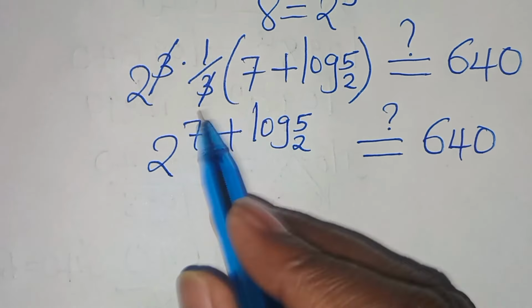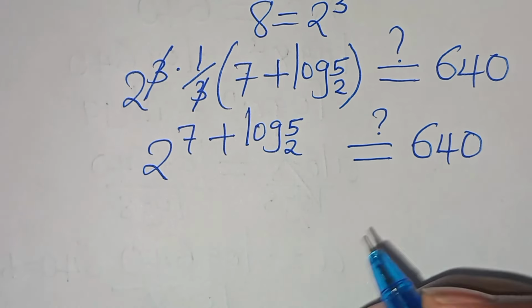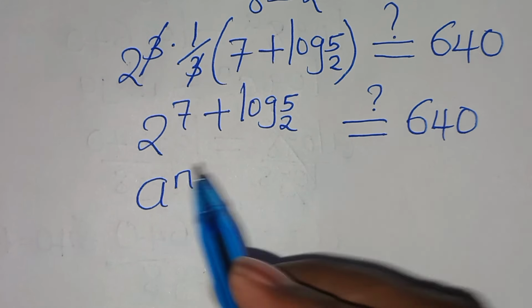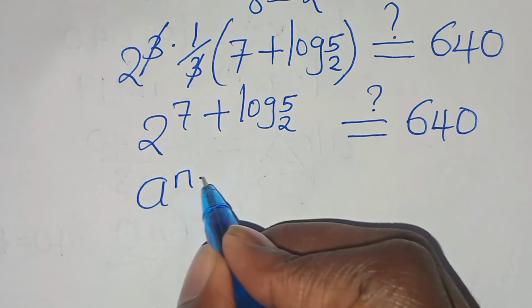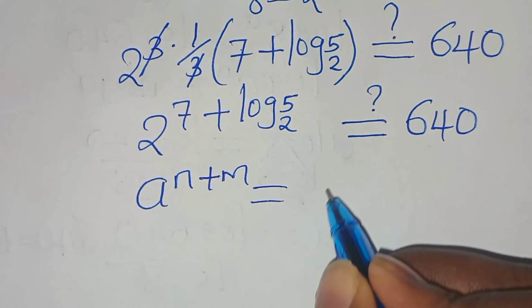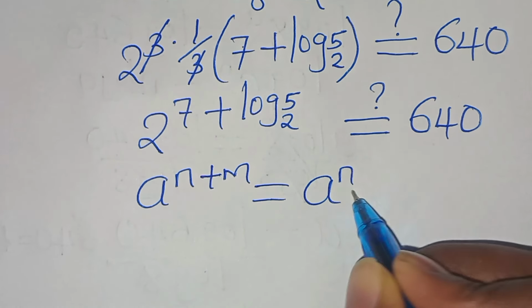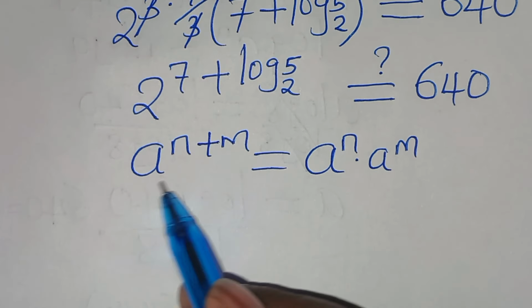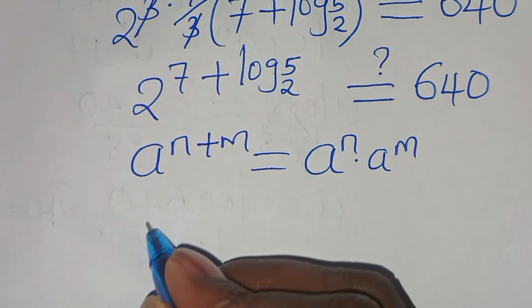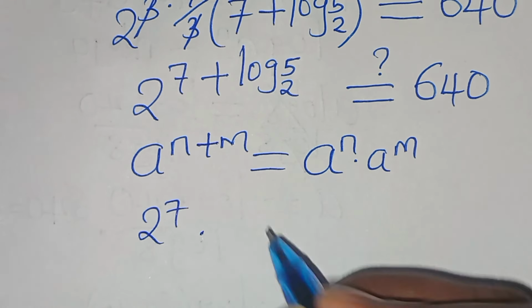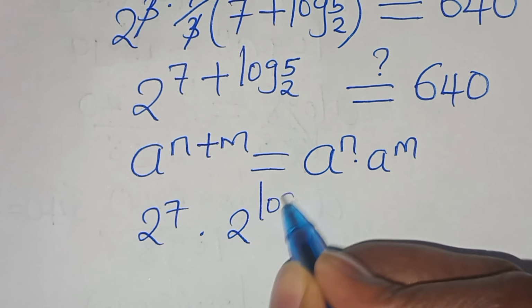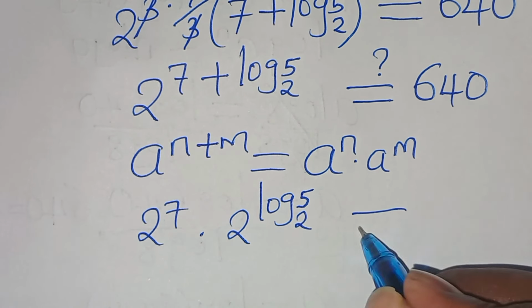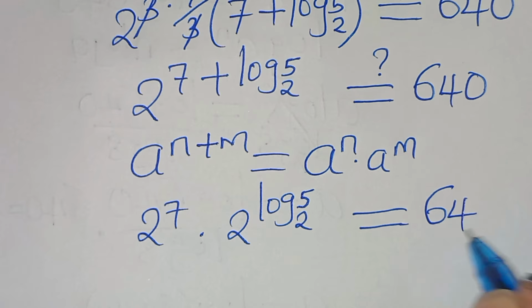So 2 to the power of 7 plus log 5 to base 2 is in the form of a to the power of n plus m, which we can express as a to the power of n times a to the power of m. Applying this exponent property, then we have 2 to the power of 7 times 2 to the power of log 5 to base 2. This is supposed to give us a value of 640.